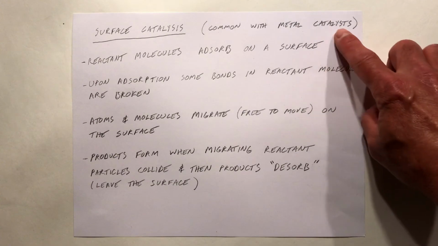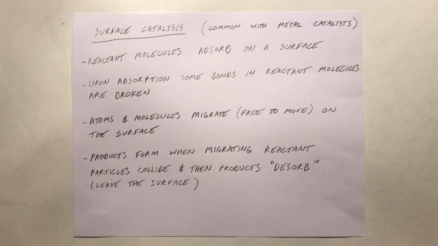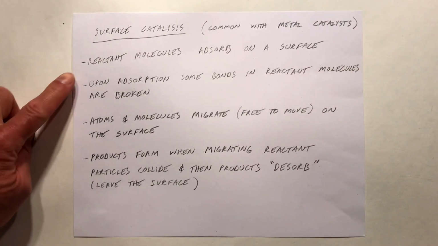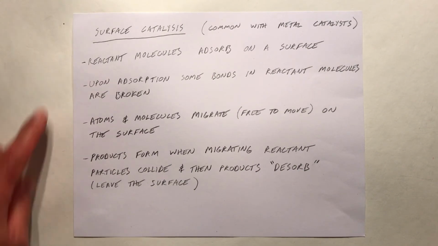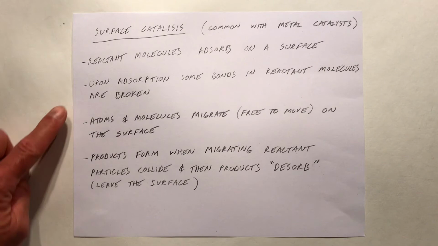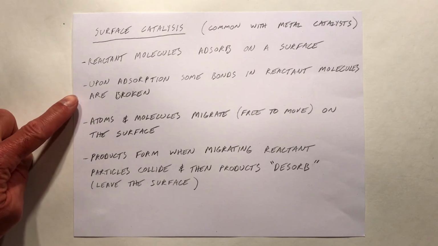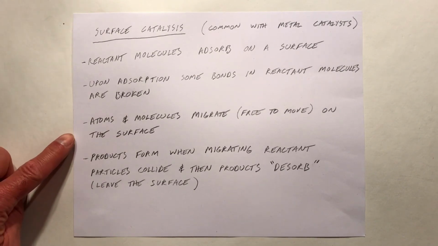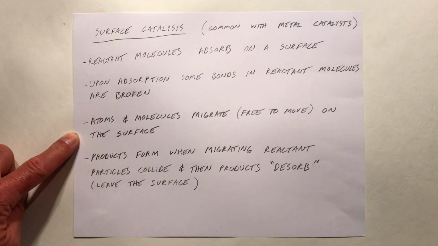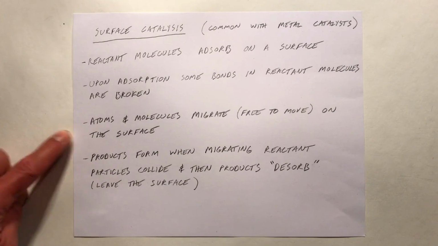And this is common with metal catalysts. What we're going to see is that reactant molecules adsorb to the surface, so they stick onto a surface. Upon adsorption, some bonds in reactant molecules are broken. Atoms and molecules that are adsorbed to a surface are typically free to move around on that surface. They can migrate across that surface.